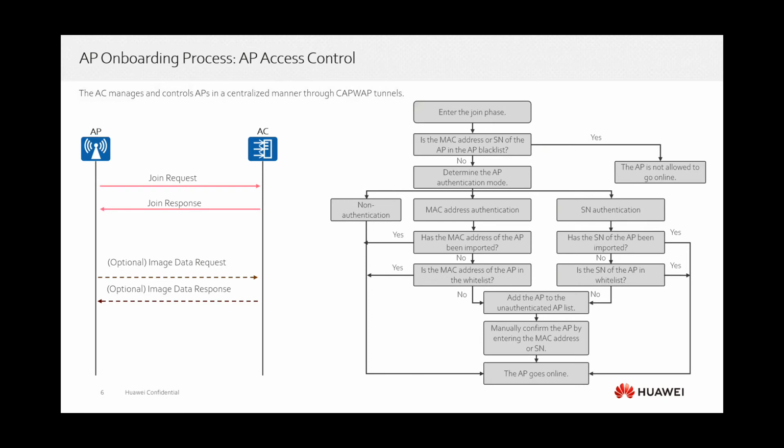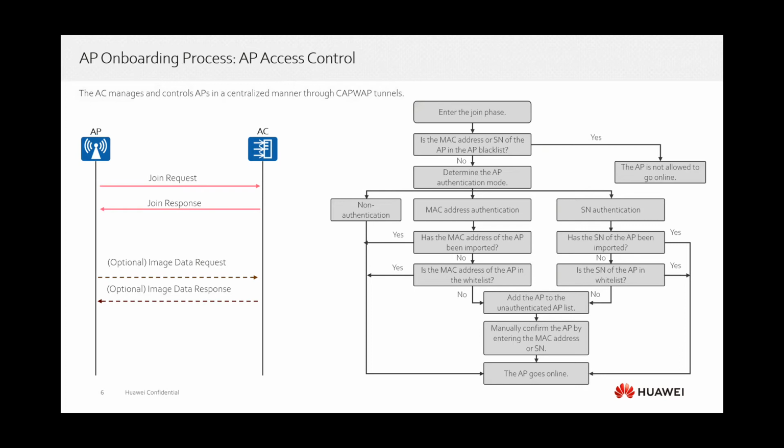After the AC determines that the AP can access the network, the AP checks whether its current system software version is the same as the expected software version on the AC. If they are inconsistent, you need to upgrade the version. If they are consistent, version matching is not needed.